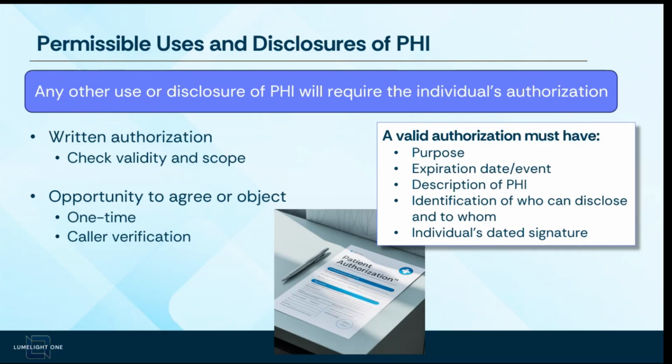Second is caller verification. HIPAA requires that there is a verification process in place so that you have a reasonable basis to believe that the caller is who they say they are. There isn't a specific way that this process must look, but best practice would be to verify some key pieces of information, like address or member ID, that the person would know if they are who they say they are.